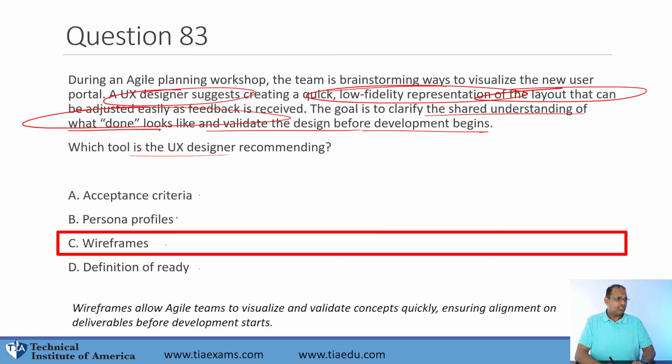It's not just about user criterias. Acceptance criteria is the requirements they want. This is more to get a shared understanding of what it's going to look like, not necessarily just a requirement. We're not looking at how users interact or who users are. We're not looking at whether this thing is ready to be pushed into production yet. Making C best answer.